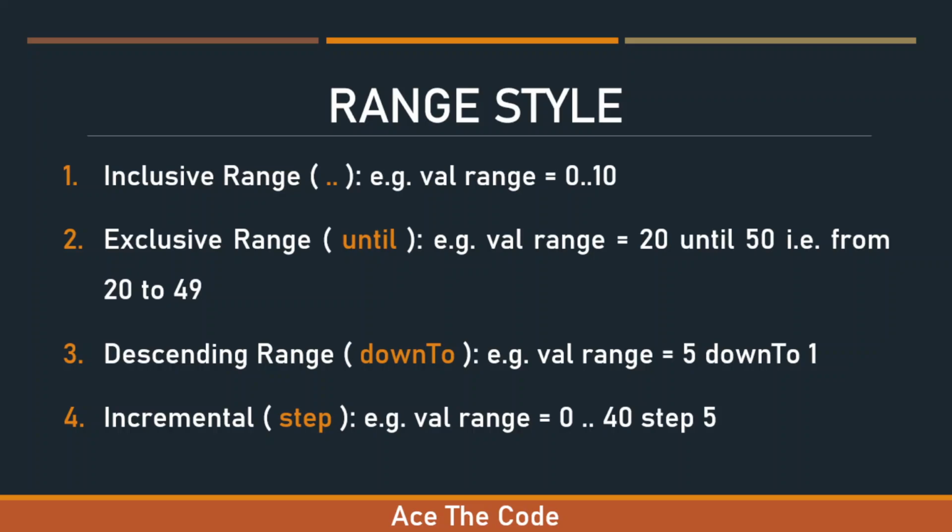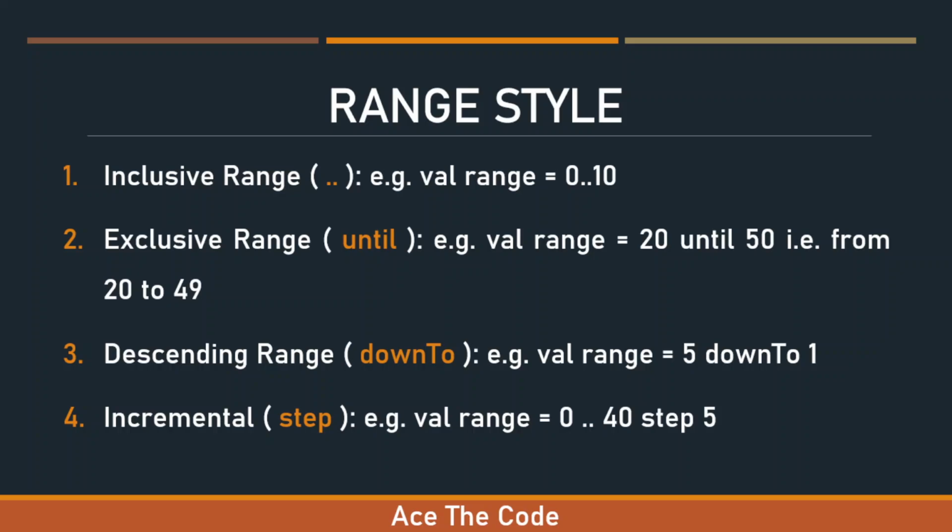There is one more style, the exclusive range. In an exclusive range, we create it using the until keyword. So val range = 20 until 50. In this example, it will create a range where values start from 20, then 21, 22, 23, 24, up to 49. Until means the last value minus 1.